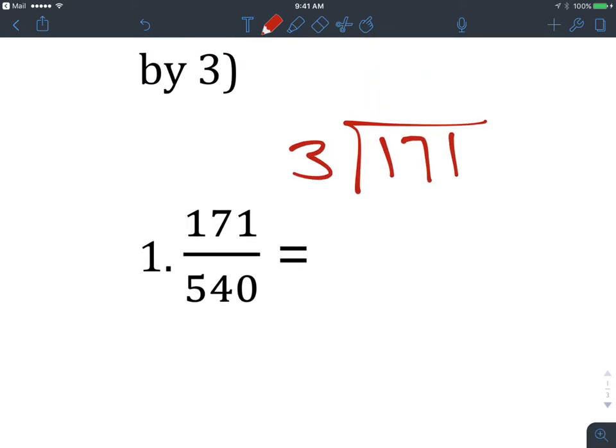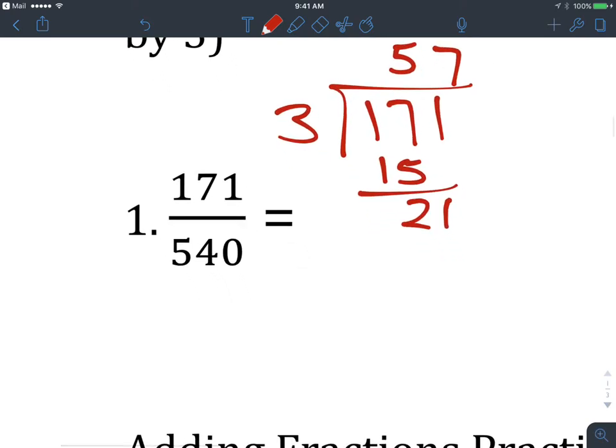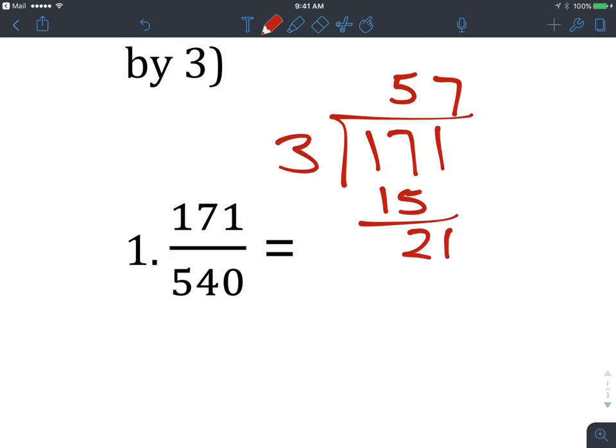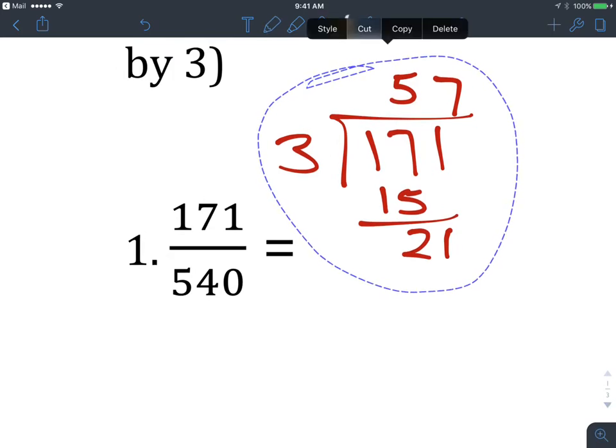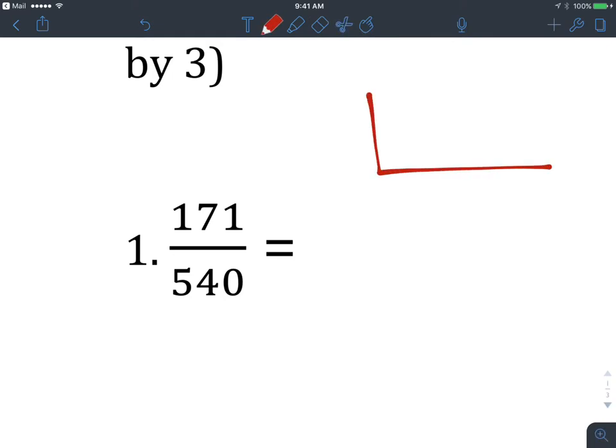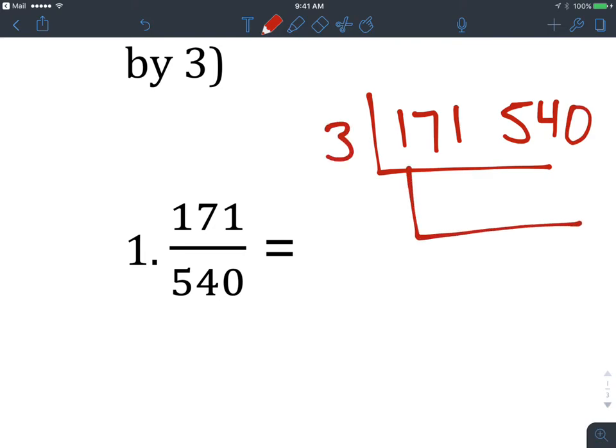Let's figure out how many times. 3 goes into 17 5 times. 5 times 3 is 15. Remainder of 2, drop down to 1. 3 goes into 21 7 times. And so 3 goes into 171 57 times. And this information is going to come in handy because we're simplifying. And so we're going to be doing our reverse division ladder. And we just said that 3 goes into 171 57 times.